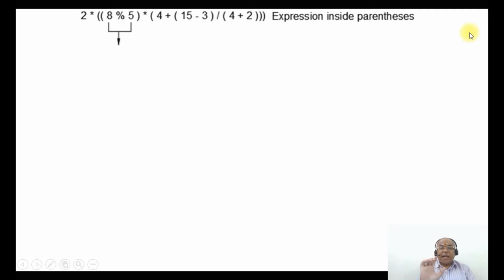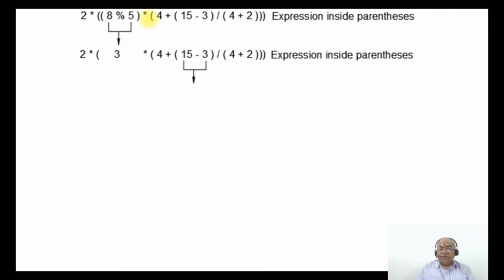So first, brackets we need to evaluate from left to right. Considering 8 % 5, what does it mean? The remainder. So 8 divided by 5, what are you going to get? It is 3: 5 ones are 5, 8 minus 5 is equal to 3. Since the remainder is 3, you are going to have the 3 here first. So one bracket is removed, and you have only one bracket here.